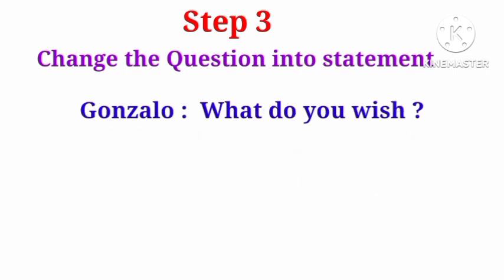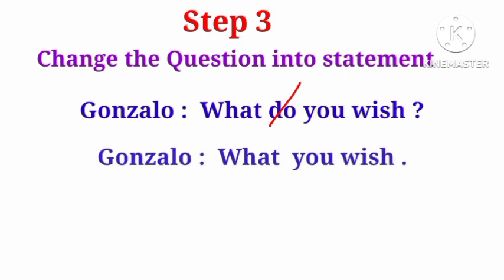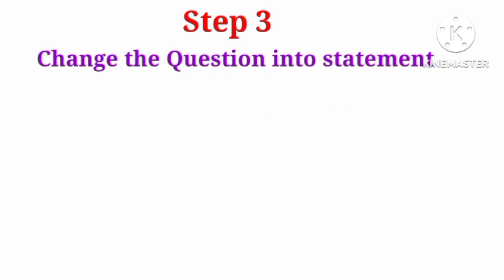Now, here is another type of sentence having do in it. Here you need to remove this do. That's all. So, your statement would be what you wish. So, the questions beginning with WH pronoun, if they have do, does or did, simply remove them. So, you have now learned how to change a question into a statement. This must be done before you change a direct speech into indirect speech.